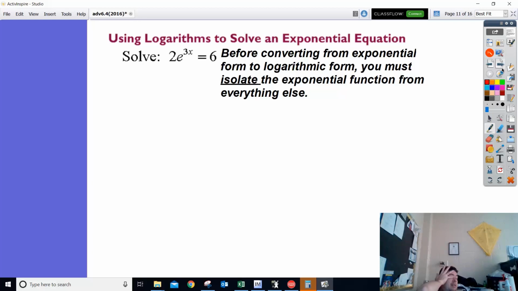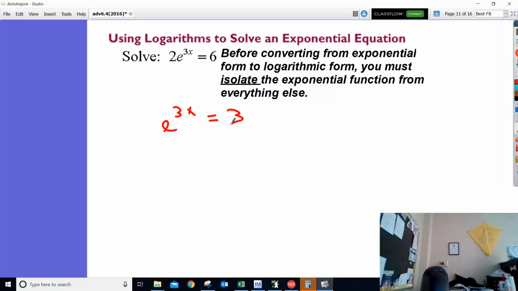Solve 2 times e to the 3x equals 6. Kind of like the last one we did. What's the problem with it? The base isn't isolated. What are you going to divide out? 2. So you'll have an e to the 3x now equal to a 3, and convert that thing to a logarithm. Lauren, it would be a logarithm of base what? What's the base? e raised to 3x. What's the base? e. So the logarithm is base e.